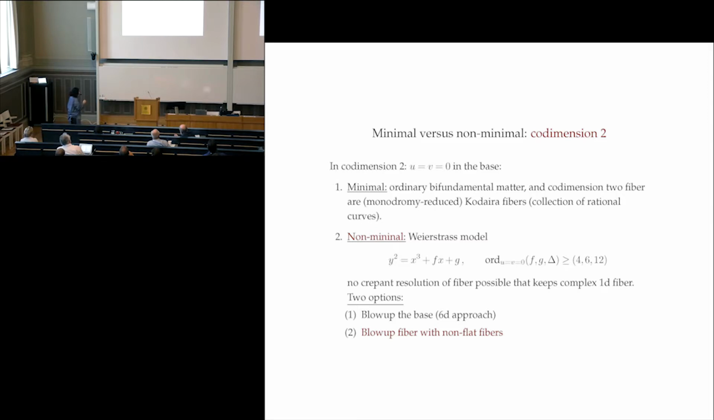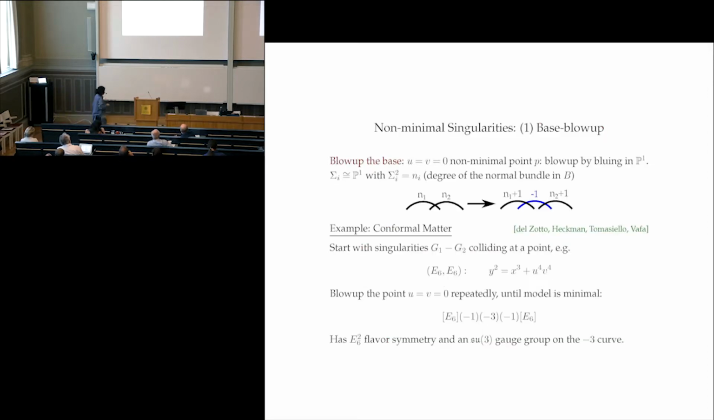In the non-minimal case, so if at this locus u equals v equals 0, f, g, delta vanish to 4, 6, 12 or higher, there are two ways out. So either you say, well, let's just remove this locus u equals v equals 0, so we blow up the base. Or you say, well, let's just keep blowing up and see what happens to the fiber. And this is where we'll see these non-flat fibers. And contrary to this minimal case, the fibers now will actually have higher dimensional components.